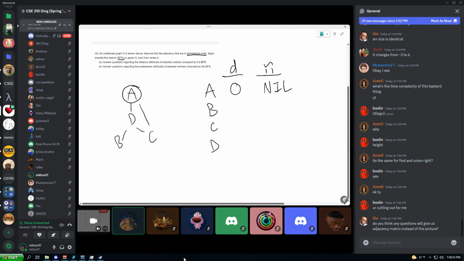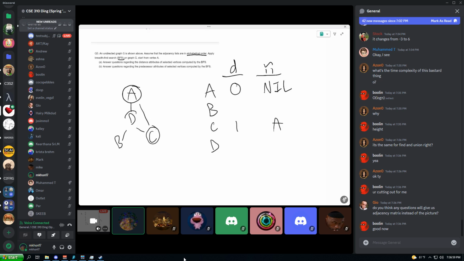So A's distance is 0. That's pretty obvious. We'll hit C first. That distance is 1. It came from A. Then we'll hit D. That distance is 1. It came from A. So once we've done that, I'm going to jump into C. C is not connected to anything that's not been discovered, so I don't care.